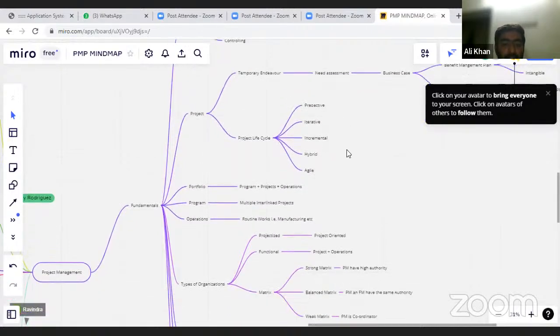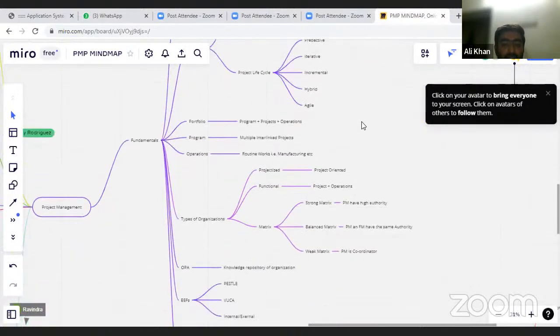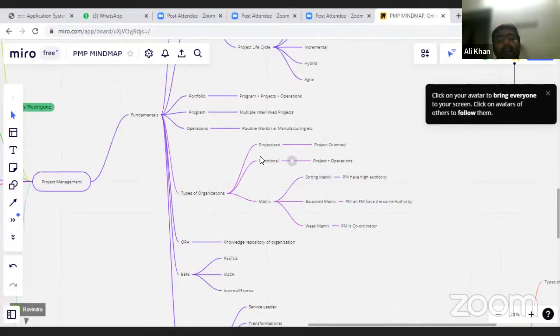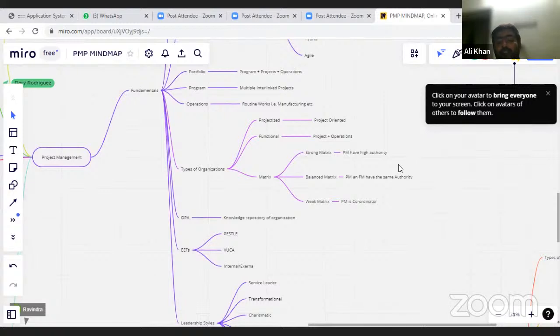Then we have types of organizations. These are the projectized, in which they do the project-oriented work. Then we have functional. Functional is basically the combination of project plus operations. Mostly it is based on operations. And then we have matrix.